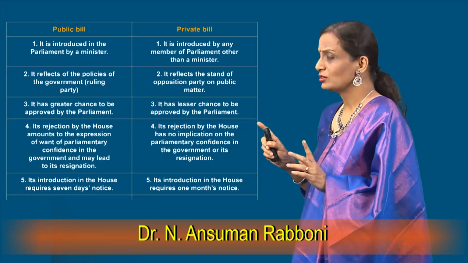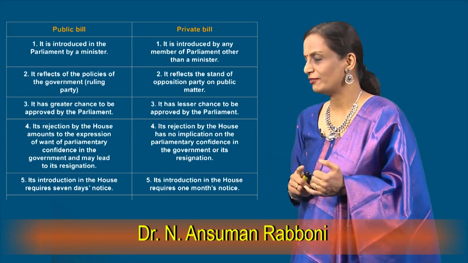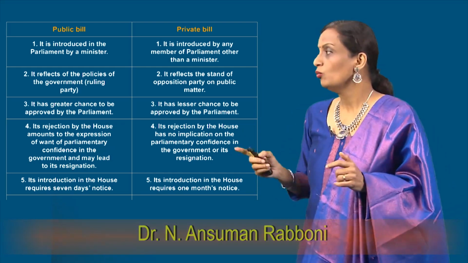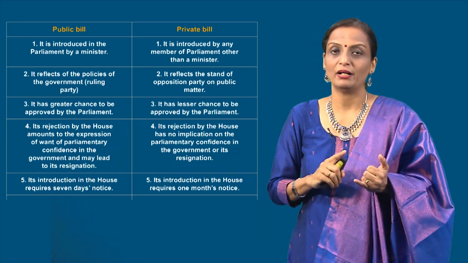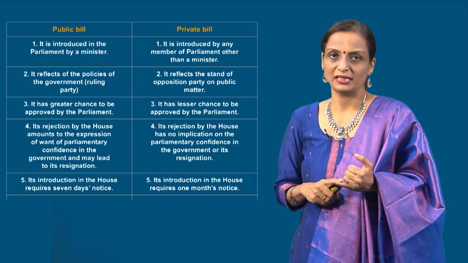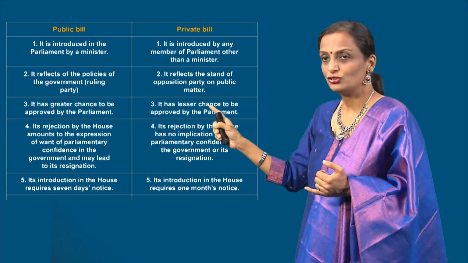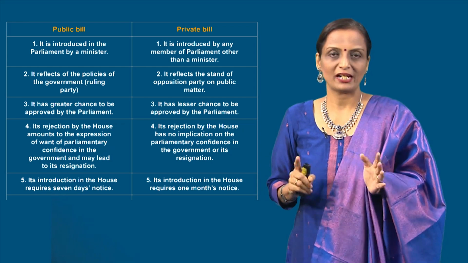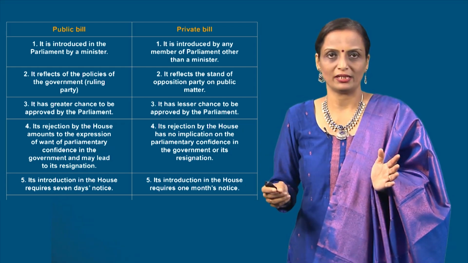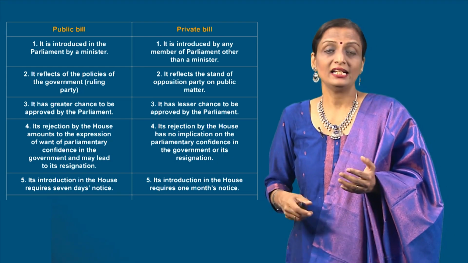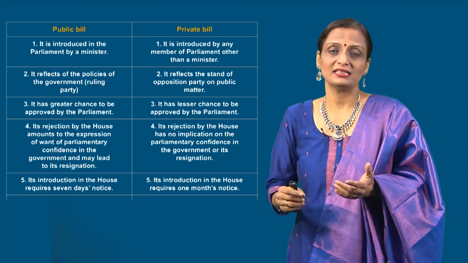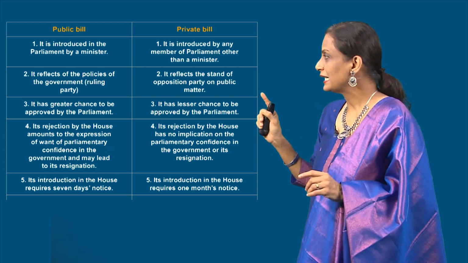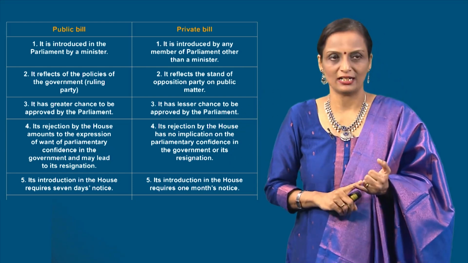You should also know the difference between a public bill and a private bill at this juncture, because this also constitutes the ordinary bill. Now, what is the difference? A public bill is introduced in the parliament by a minister. On the other hand, a private bill is introduced by any member of the parliament other than the minister. The private bill can be introduced by any member of the parliament from both the houses, but the minister will be representing a public bill. The second point is that it reflects the policies of the government.